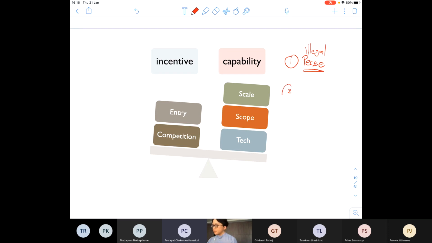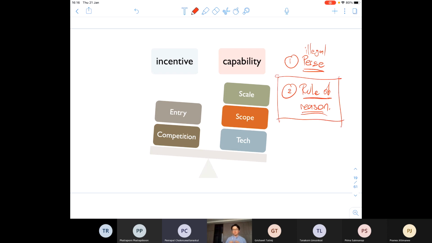But another thing is what we call the rule of reason. In most cases, for example a merger, you can merge and become a dominant player, but it doesn't mean that you are wrong. Or say unfair practices, or even abuse of dominance in some other jurisdictions. They will use the rule of reason.